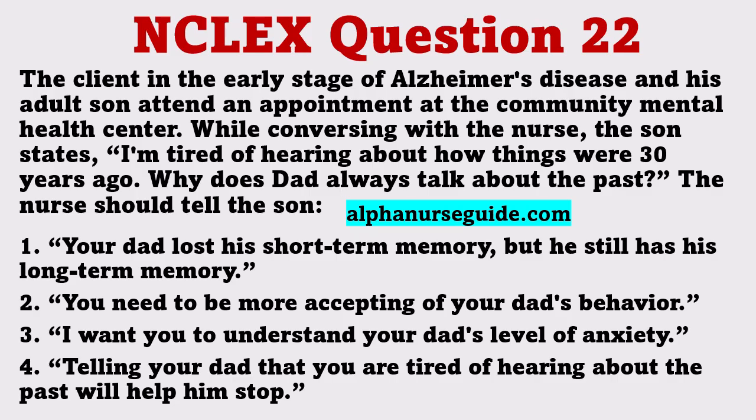The correct answer is 1. The son's statements regarding his father's recalling past events is typical for family members of clients in the early stage of Alzheimer's disease, when recent memory is impaired. Telling the son to be more accepting is critical and not an attempt to educate. Understanding the client's level of anxiety is unrelated to memory loss of Alzheimer's disease. The client cannot stop reminiscing at will.